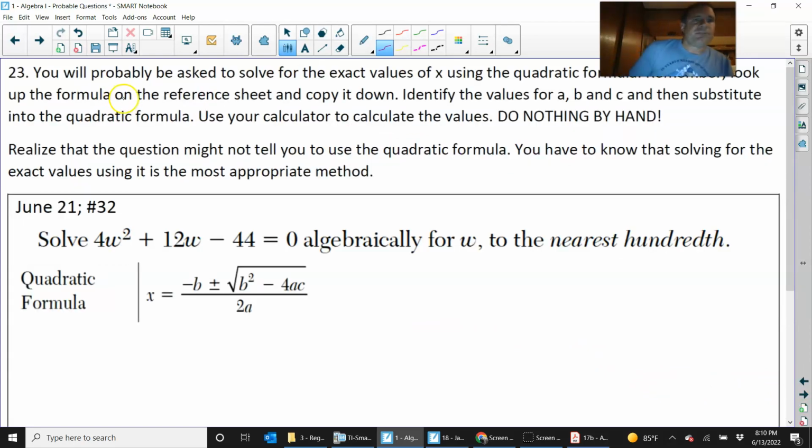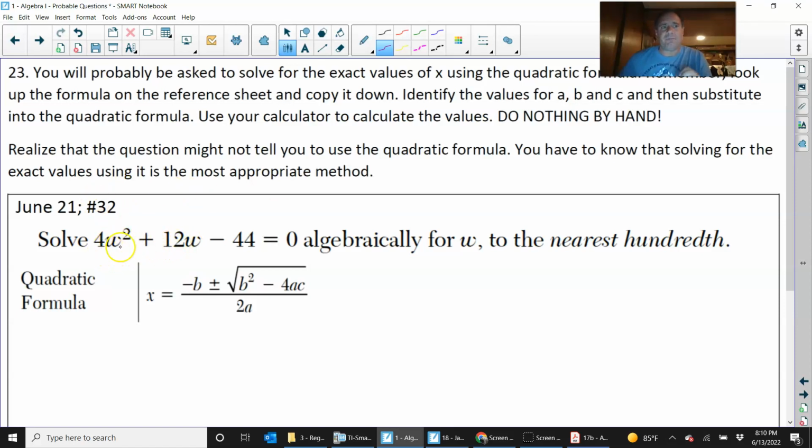All right, number 23, you'll probably be asked to solve for the exact values of x using the quadratic formula. Remember, look up the formula on the reference sheet, copy it down. I do not have this memorized. You should not have it memorized, right? Do nothing by hand. When I say do nothing by hand, I mean none of the multiplication by hand. I'll show you exactly what's going on.